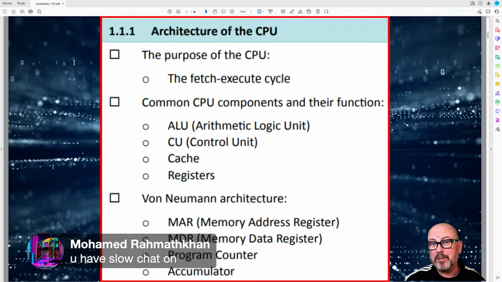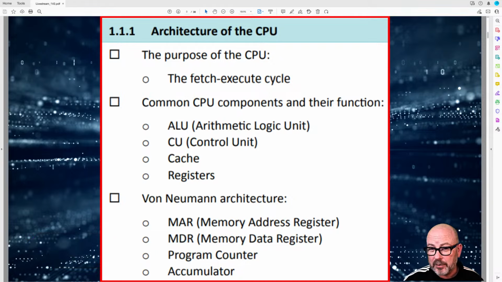The purpose of the CPU, that's pretty straightforward. That's the fetch, decode, execute cycle. That's more or less it.